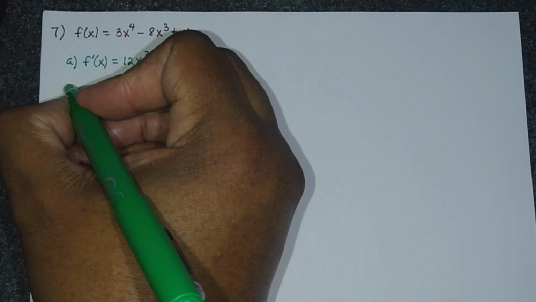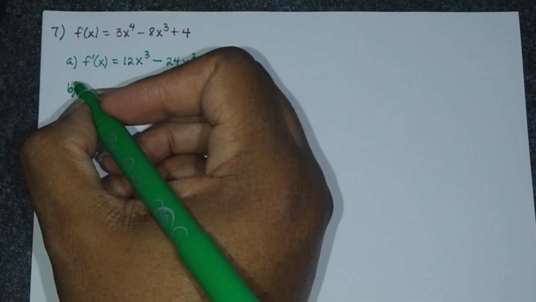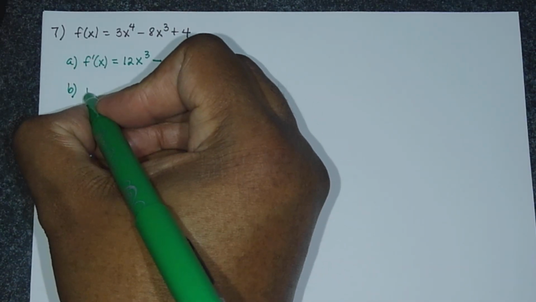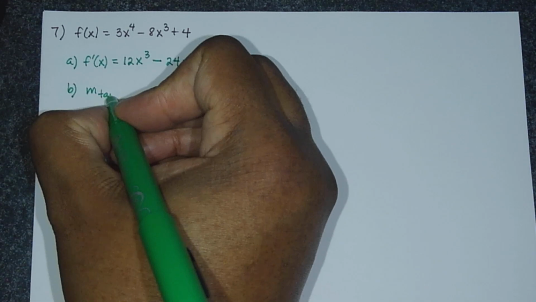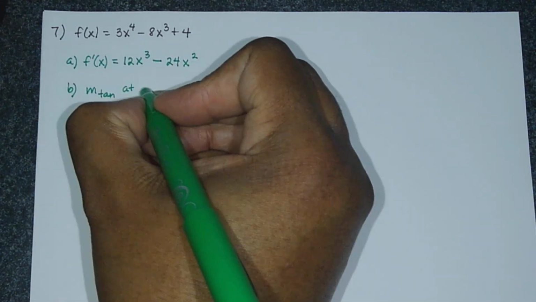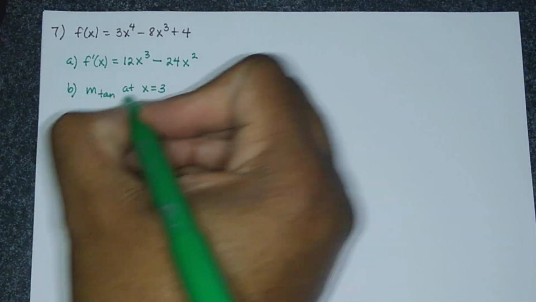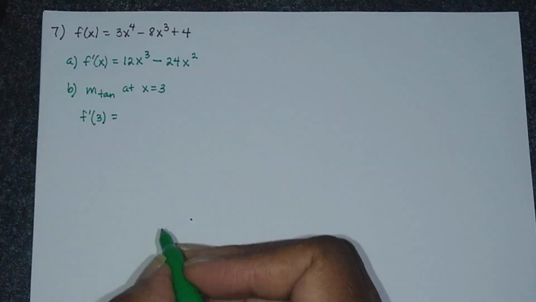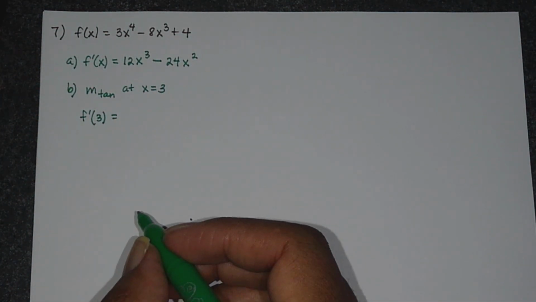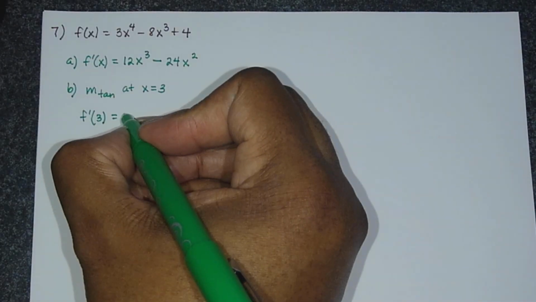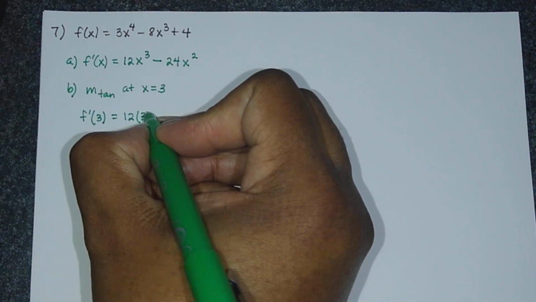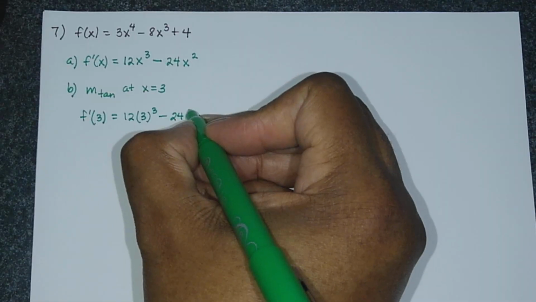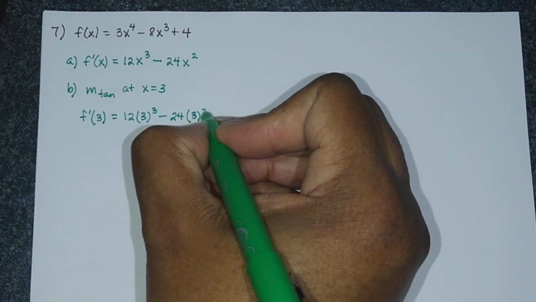So that's part A. Part B is finding the slope of the graph of the function at x equals 3. In other words, we're finding the slope of the tangent line at x equals 3. So that means we just do our substitution in the f prime of x function. Substitute the x with the 3. So this will be 12 times x, which is 3, and that's cubed, minus 24 times x, which is 3, and that's squared.